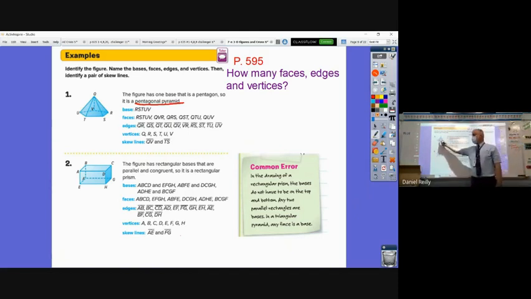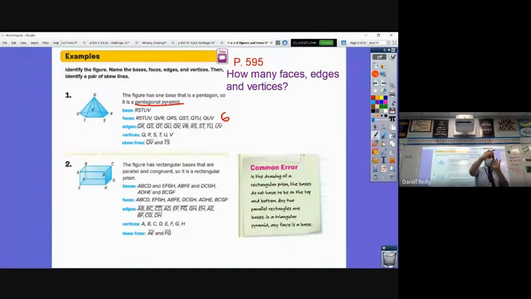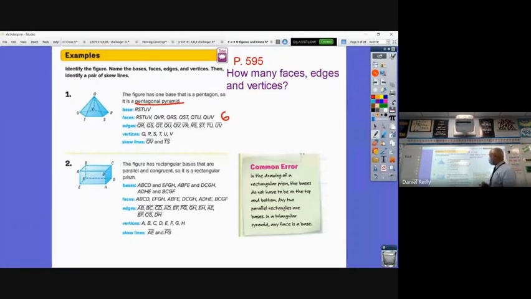How many faces does this shape have? How many faces? Alicia? How many faces does this pentagonal pyramid have? Alicia? 6 is the correct answer. It has the base, the pentagon base, and then 5 triangles, right? Each side of the base has a triangle coming off of it. So that's 6 faces. That's these guys. Okay, those are faces.